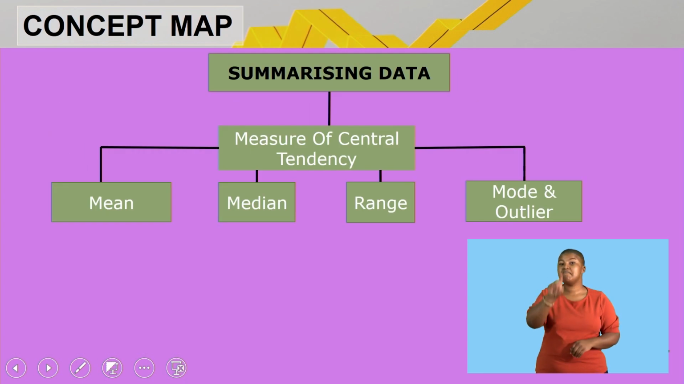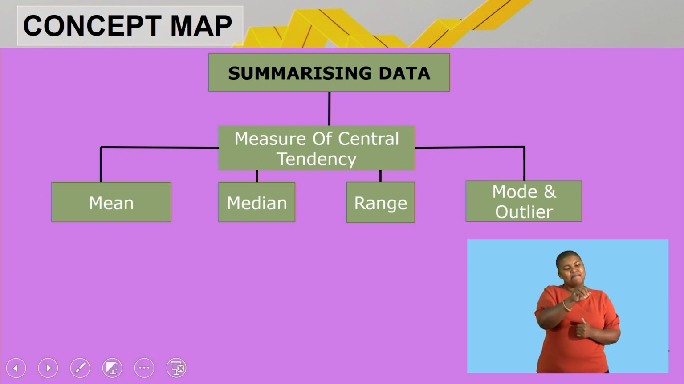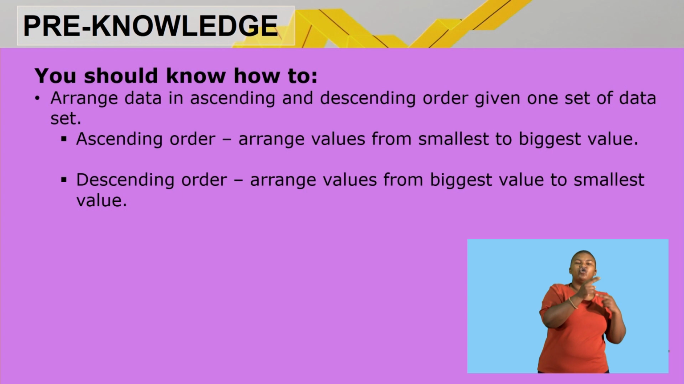Now, these are the concepts that we'll be looking at. We will be calculating the measures of central tendency, which are the mean, median, range, mode, as well as looking at the outlier. What you should know by now is how to arrange data in ascending and descending order, given one data set.